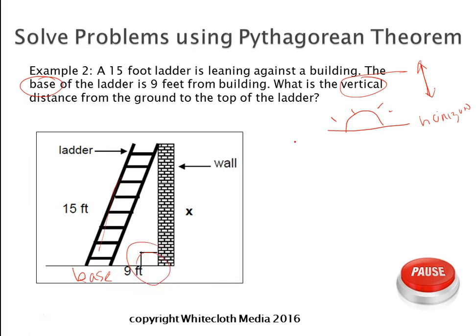So basically, let's try it again. Still the right triangle. We have a right triangle, and we're trying to find x. This is 15 and this is 9. So what do we do? A squared plus b squared equals c squared. C is the side opposite the right angle.